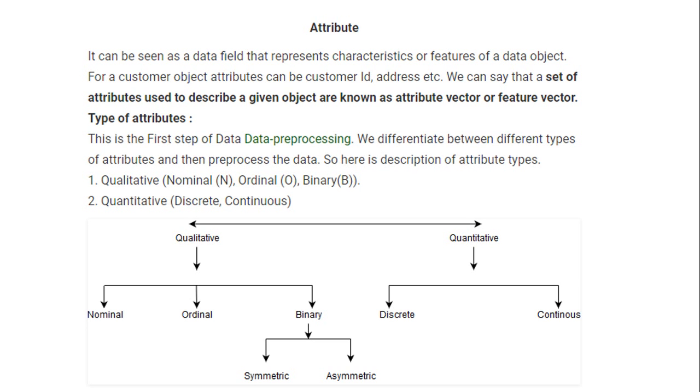So another type of attributes can be numeric attributes. A numeric attribute is quantitative. That is, it is a measurable quantity represented in integer or real values. Numeric attributes can be interval scaled or ratio scaled.